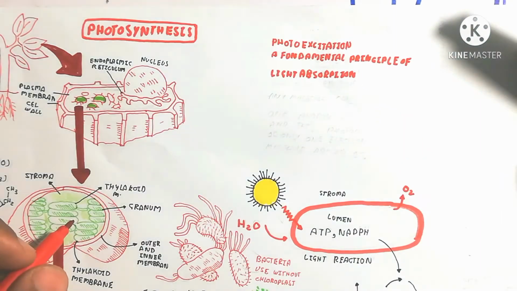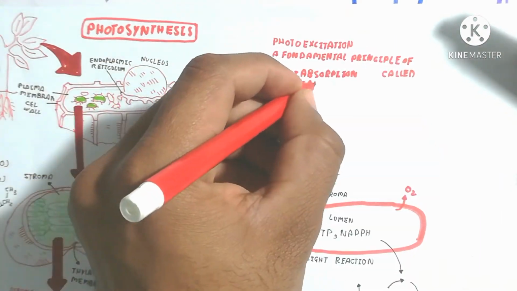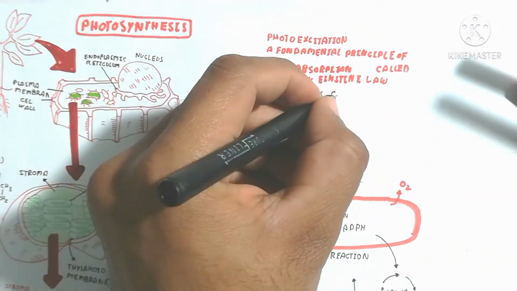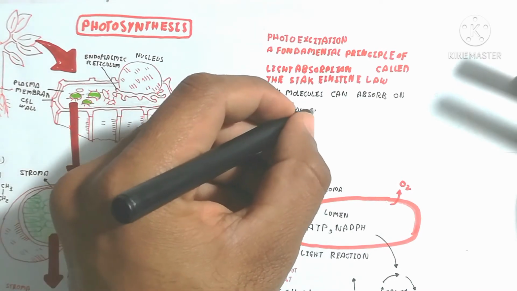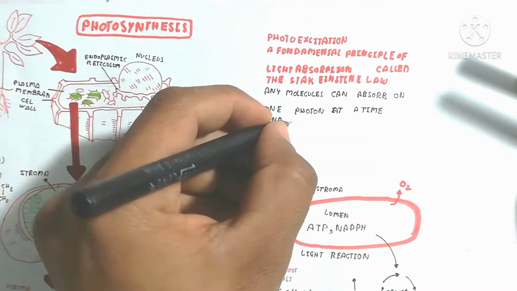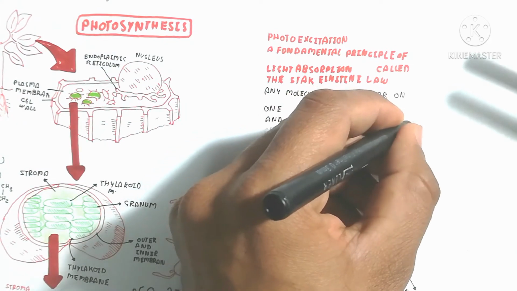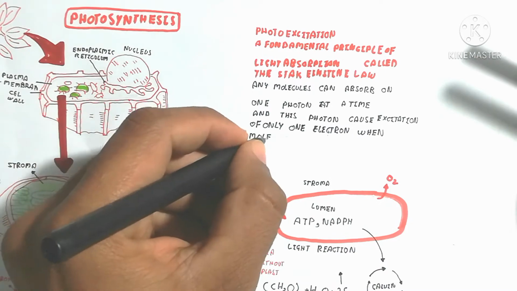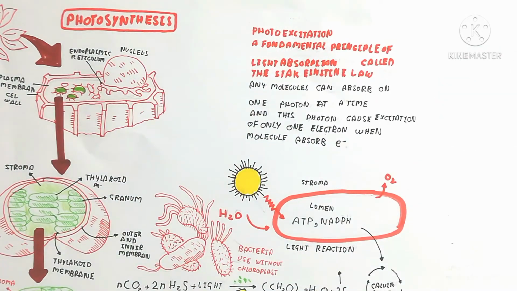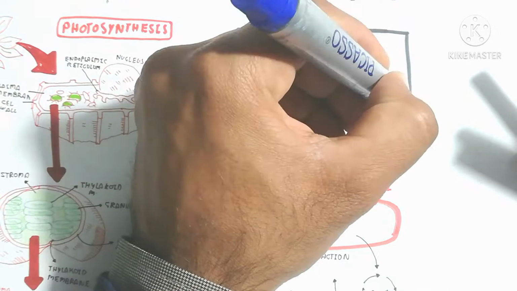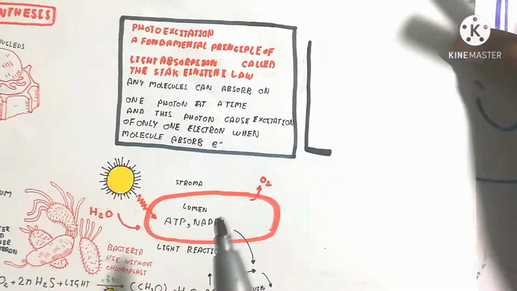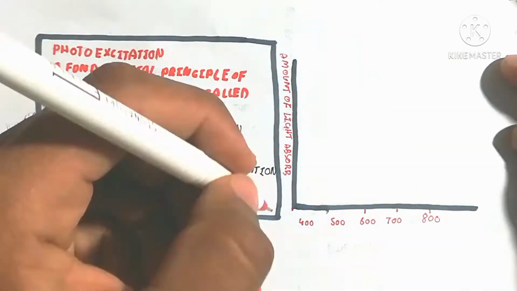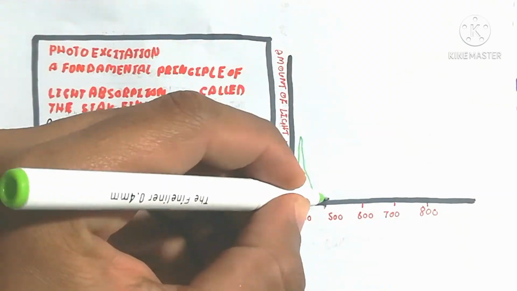So now we will discuss photoexcitation, the fundamental principle of light absorption called the Stark-Einstein law. In this law, any molecule can absorb only one photon at a time, and this photon causes excitation of only one electron when the molecule absorbs it. So if one electron is excited, one photon is required.